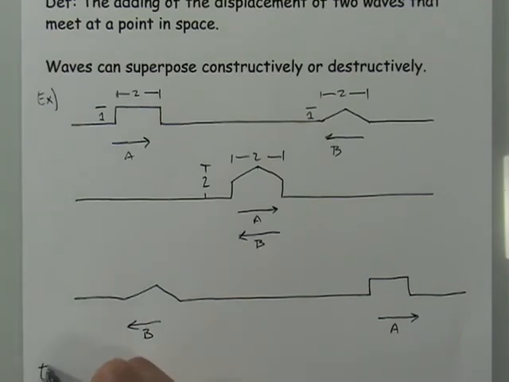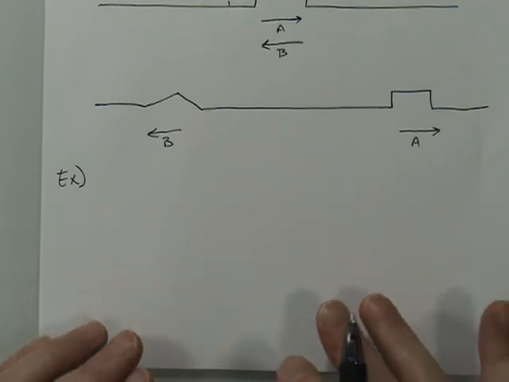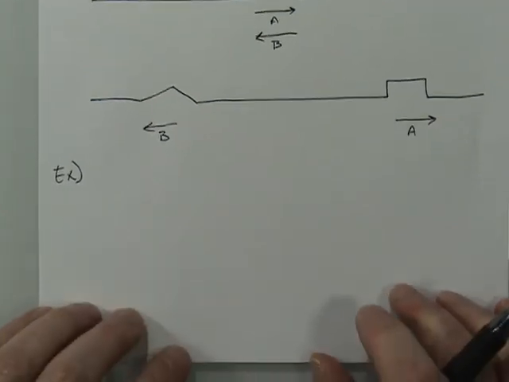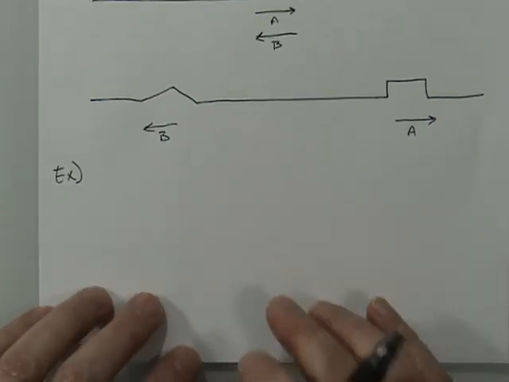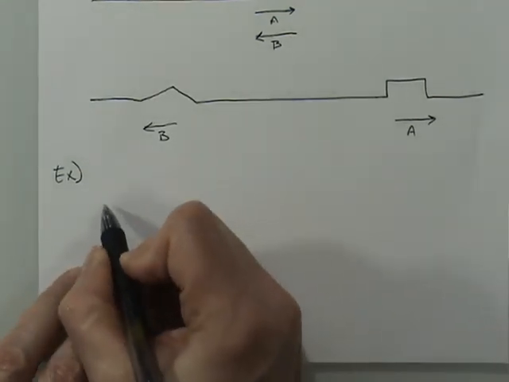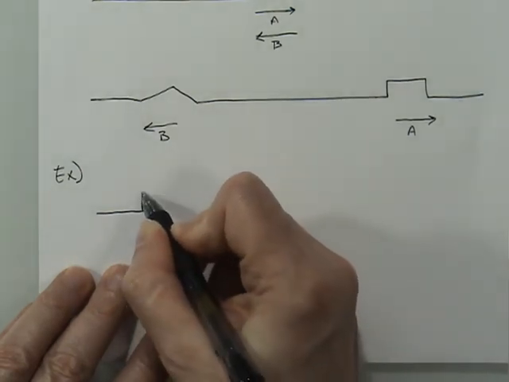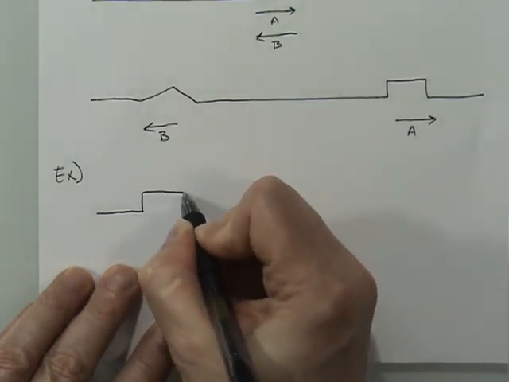Let's take a look at another example. We'll take a look at several examples. I'm going to do one more where I show you, and then I'm going to make two examples where I'm going to ask you to pause the video and predict what you think the waves will look like when they superpose. Let's keep the same wave on the left side. So 1 high and 2 wide.